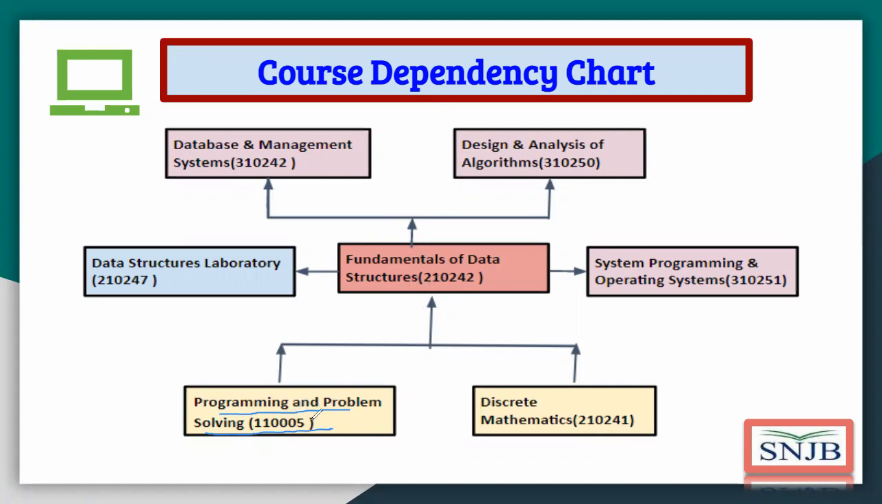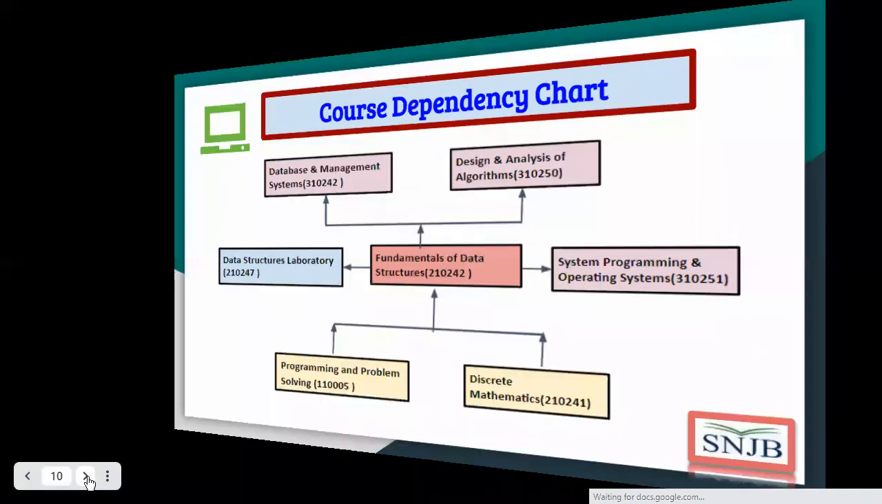Why? Because you should know the basic fundamentals of data structures. And discrete mathematics is also required. After that, what depends on Fundamentals of Data Structures? Data Structures Laboratory, then System Programming and Operating System, then Design and Analysis of Algorithms, then Database Management System. So for that purpose this subject is required. This is the dependency of the subject, we can say. What is a prerequisite: what basic knowledge you have for learning this subject. Fine everyone, you should clear this point properly.